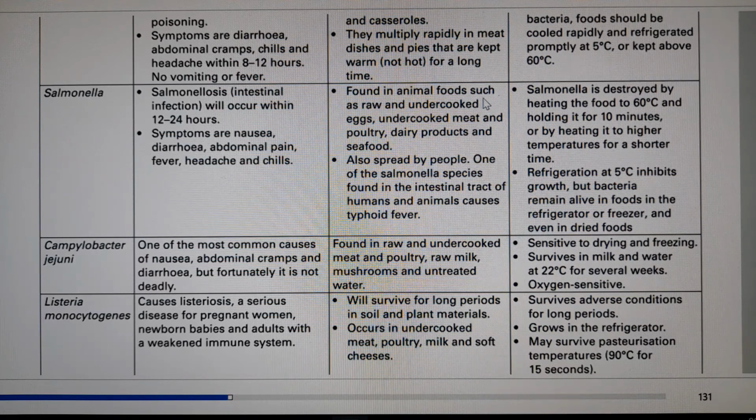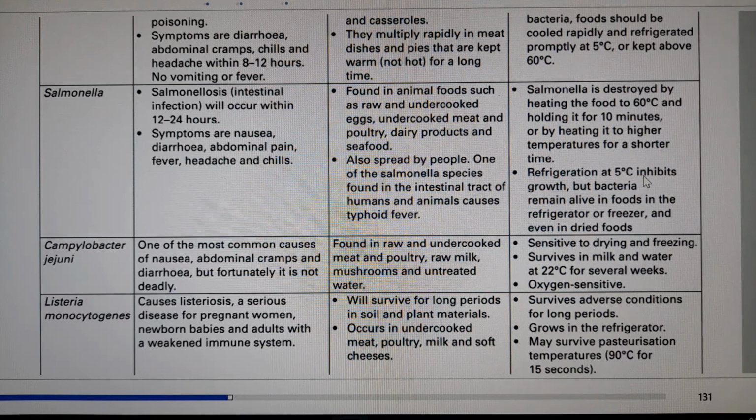They are found in animal foods such as raw and uncooked eggs, and undercooked meat and poultry, dairy products, and seafood. They are also spread by people. One of the salmonella species found in the intestinal tract of humans and animals causes typhoid fever. Salmonella is destroyed by heating food to 60 degrees Celsius and holding it for 10 minutes, or by heating it to higher temperatures for a shorter time.